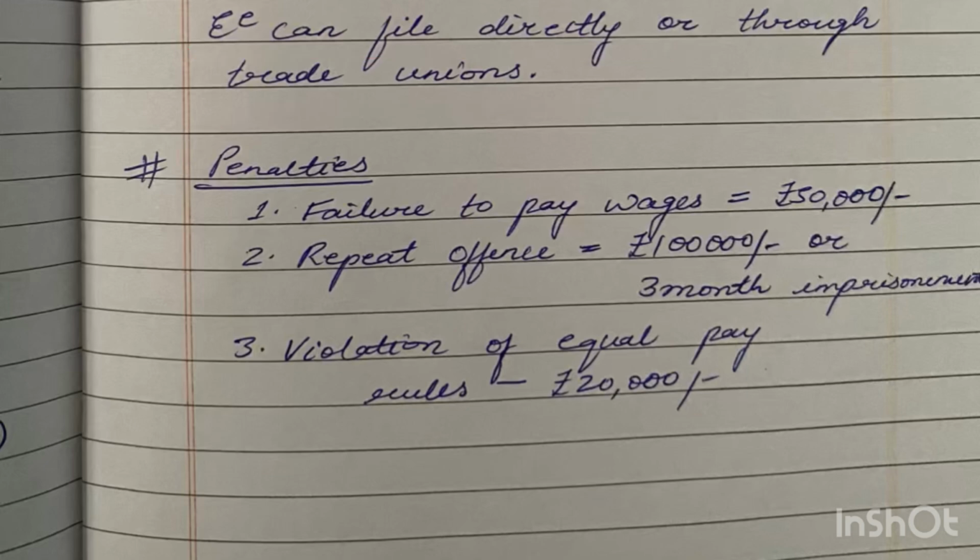If an employer fails to pay wages, rupees 50,000 will be the penalty, and for a repeat offence, rupees 1 lakh or 3 months of imprisonment. If somebody violates equal pay rules, then 20,000. So these penalties are more or less the same. As you can see, the violation is similar to the Equal Remuneration Act, but if somebody fails or repeats the offence, there is a penalty of 50,000 and 1 lakh rupees or both.